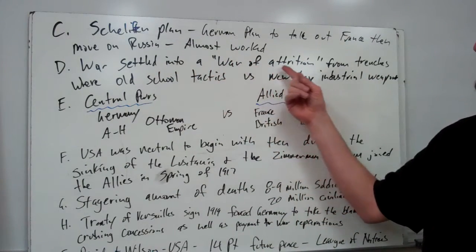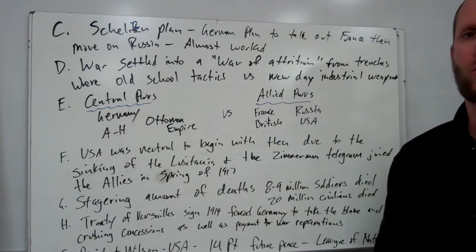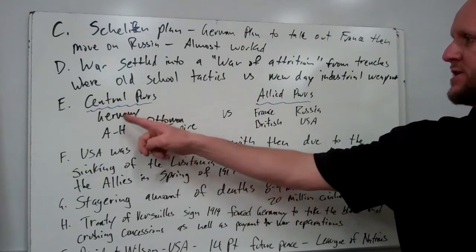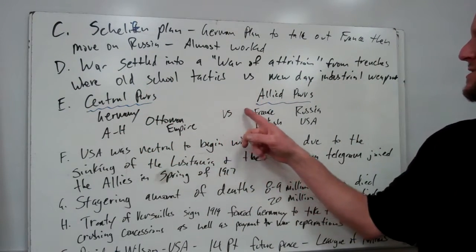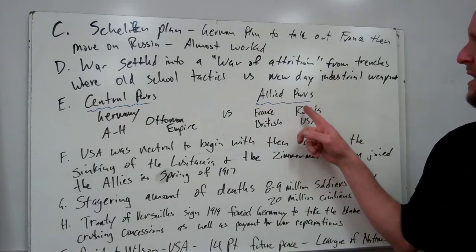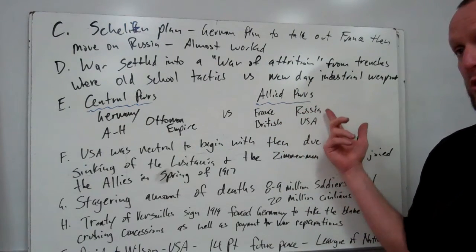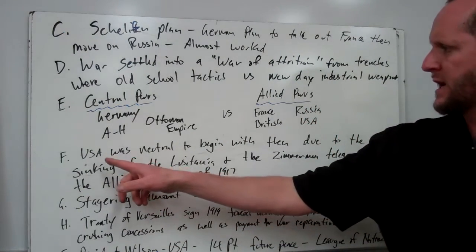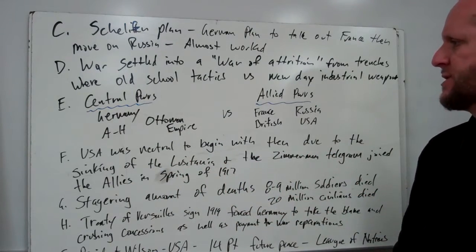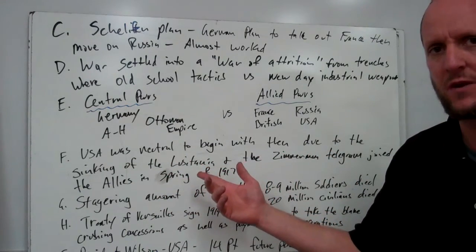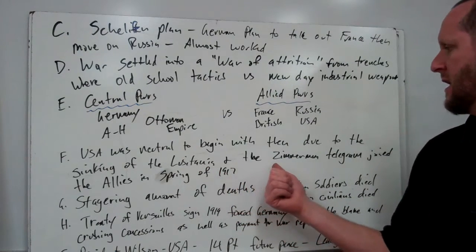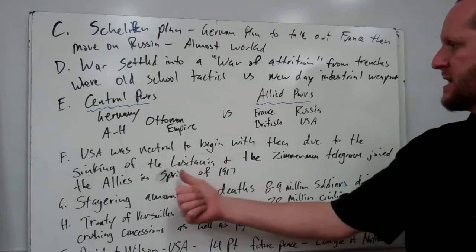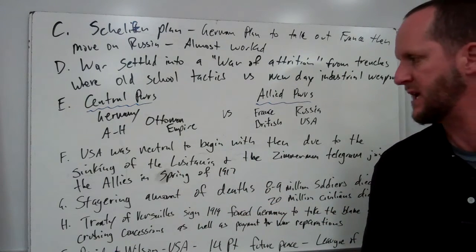Now, the war settled into a war of attrition from the trenches, where old school tactics met new day industrial weapons. So you had the Central Powers, Germany, Austria-Hungary, and the Ottoman Empire, versus the Allied powers, France, the British, and Russia, which would pull out of the war, and then the United States came into the war. The United States was neutral to begin with, then due to the sinking of the Lusitania in 1915, where quite a few Americans died, and then the Zimmerman Telegram, the United States joined the Allies in the spring of 1917 to fight in the war.